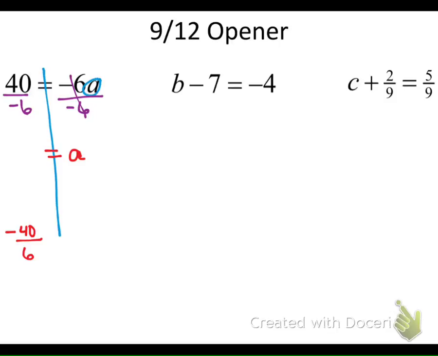Okay, what's the other thing that I'm going to need to do to this fraction? Yeah, simplify it. So what's 40 and 6 both divisible by? 2. So -40 divided by 2 is... What's -40 divided by 2? -20. Then what's 6 divided by 2? 3. Can I simplify or reduce this any further? Nope. So a is going to equal -20 over 3.